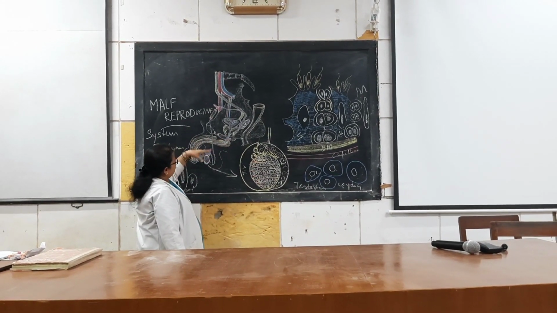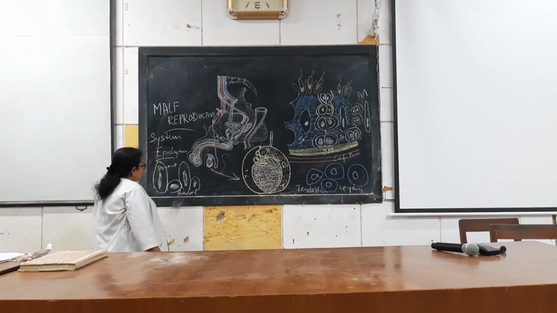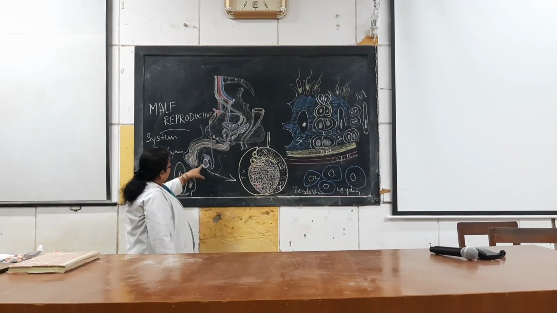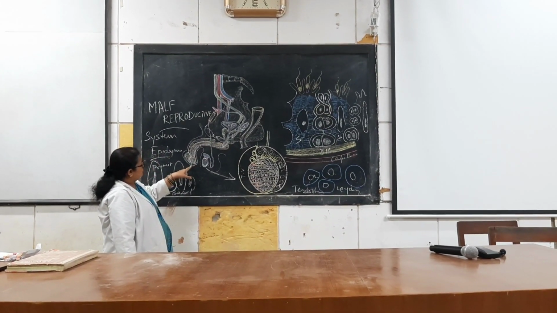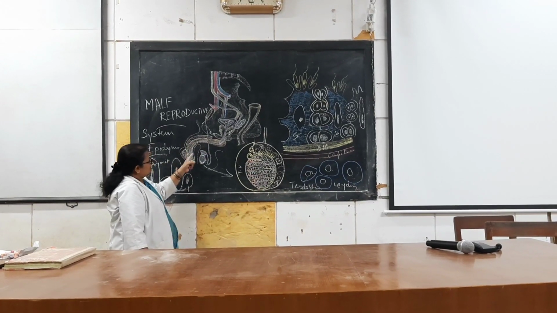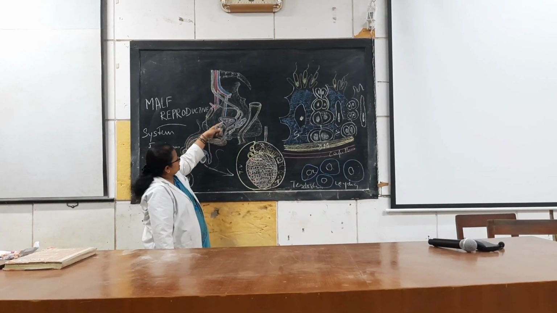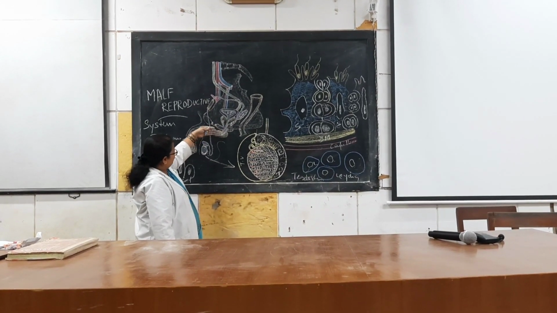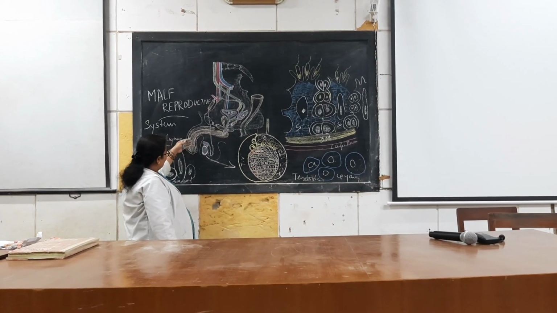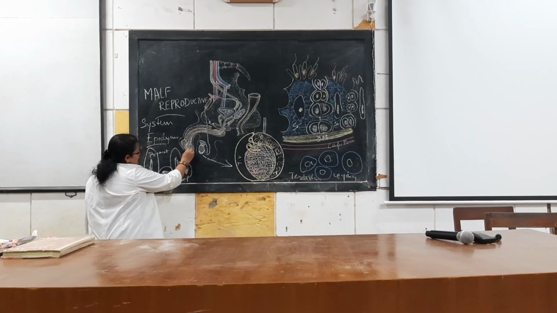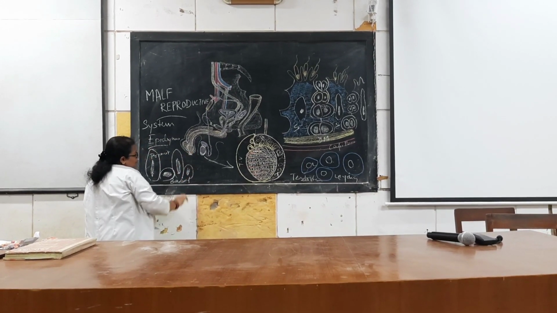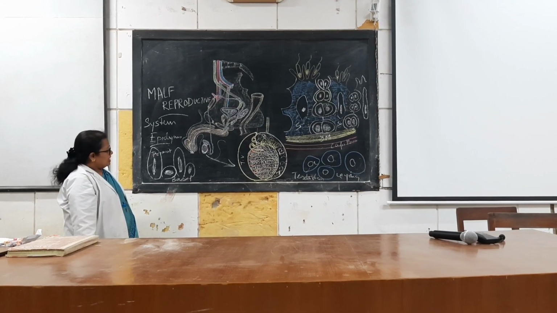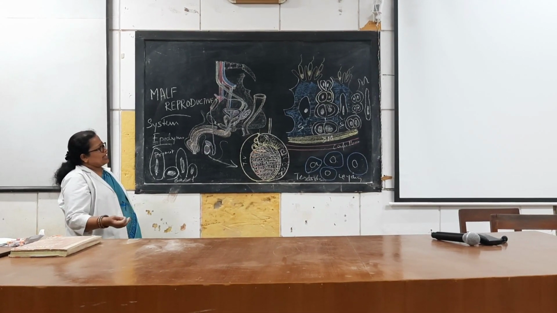And the length of the penile urethra, I told you, is 20 centimeters. The opening toward the penile urethra, the prostatic urethra, is lined by transitional epithelium. Then comes simple columnar epithelium, and towards the opening it is stratified squamous. And we sometimes find halo cells also.